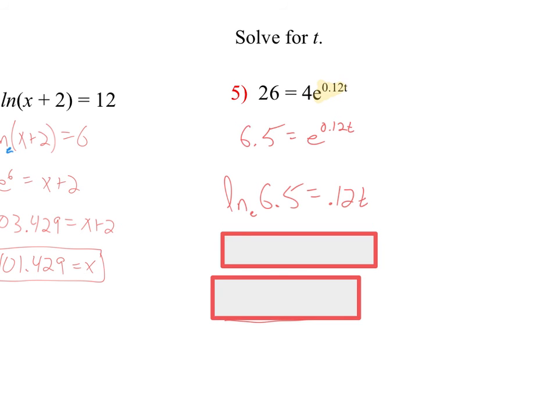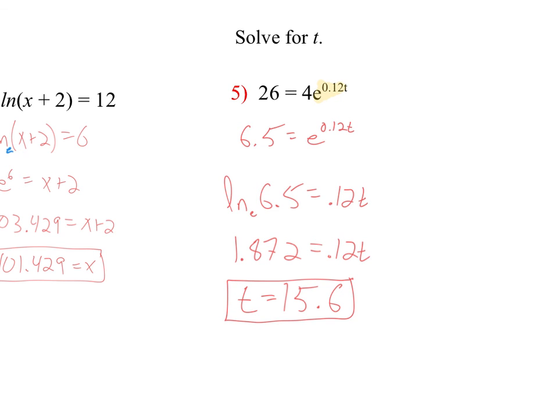I'm dealing with a base e, so I have to use a natural logarithm. And right here, that e is not necessary for me to write. I just put it as a reminder that if we ever have a base e, we're using natural logarithms. This left-hand side here goes straight to my calculator. And then we'll divide by the 0.12 to solve for t. And there you have it. T would equal about 15.6.